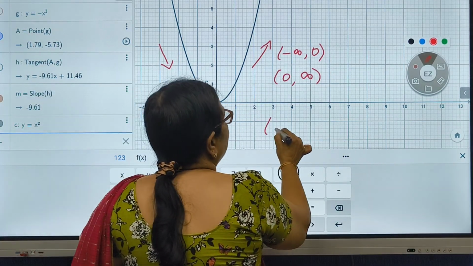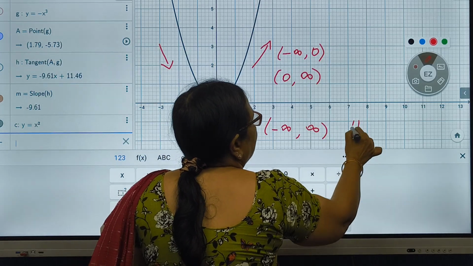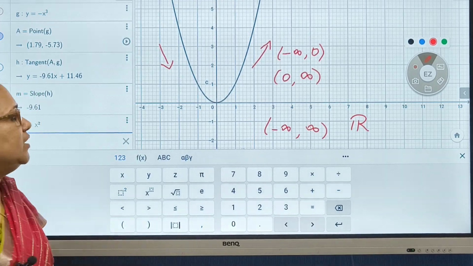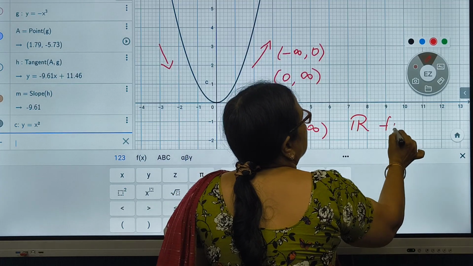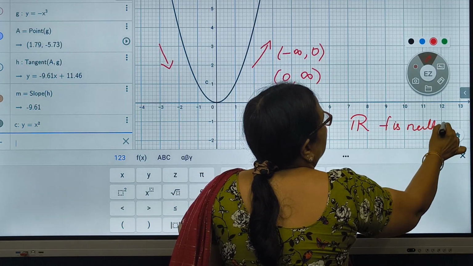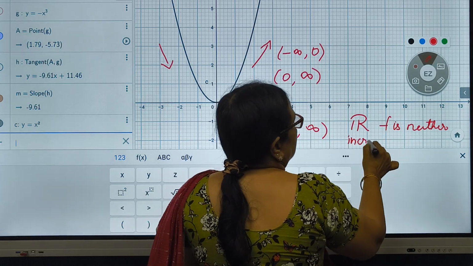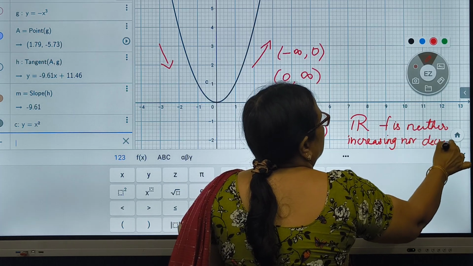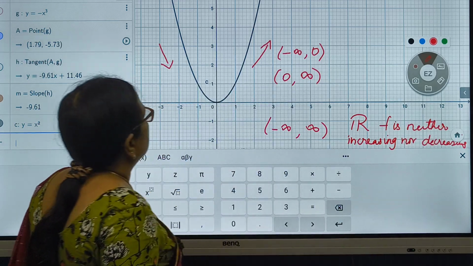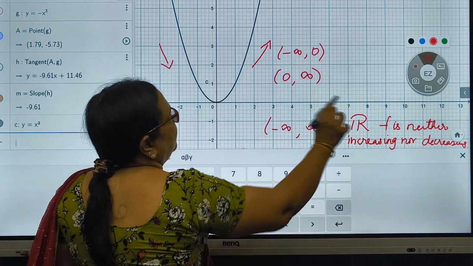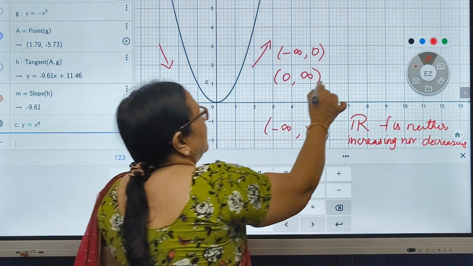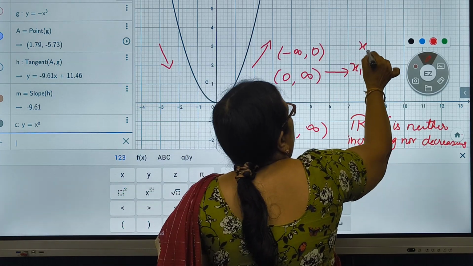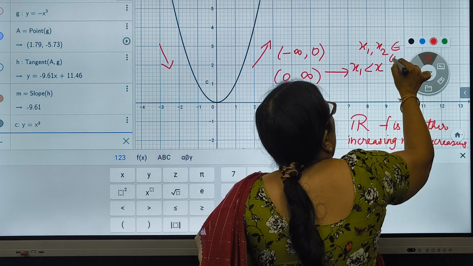So if I take minus infinity to infinity, or the entire real line, what can you say about f? F is neither increasing nor decreasing. Why? Because from 0 to infinity, positive numbers, if x1 is less than x2, here I am choosing x1 comma x2 belong to 0 comma infinity.